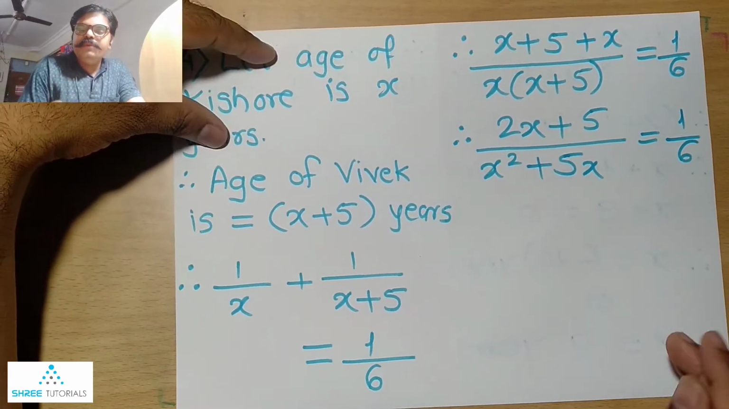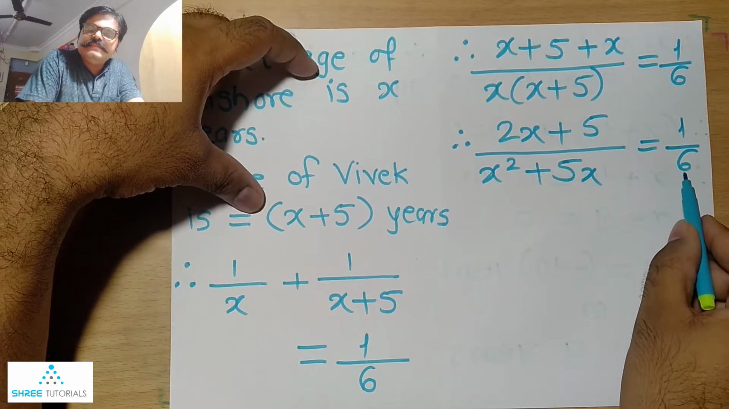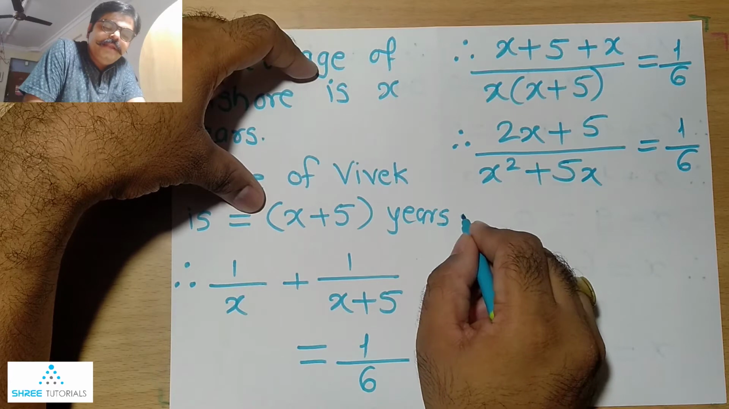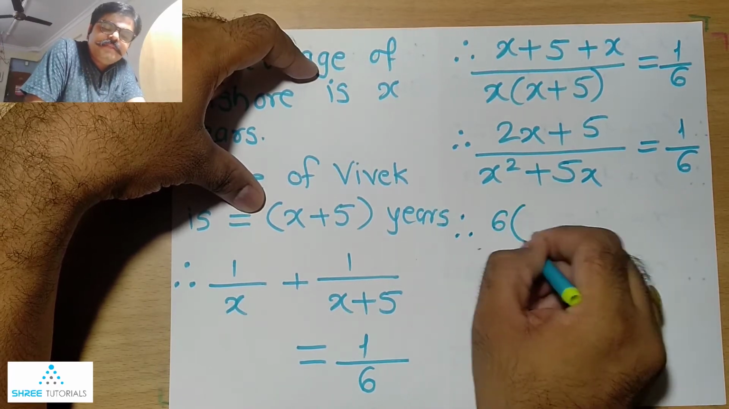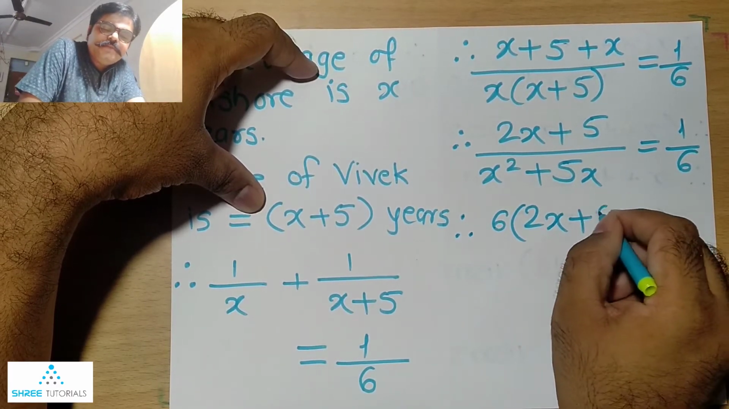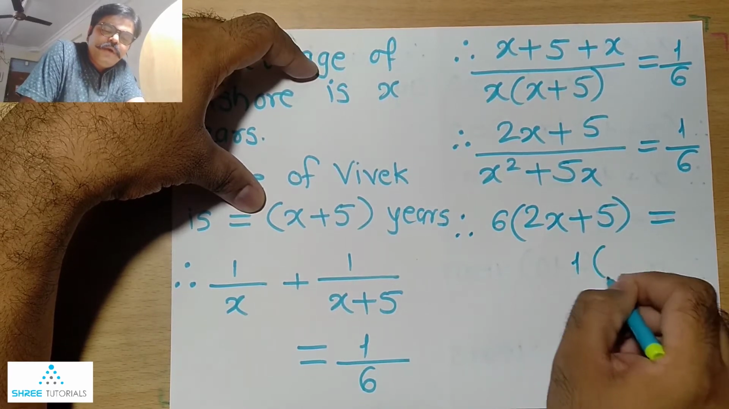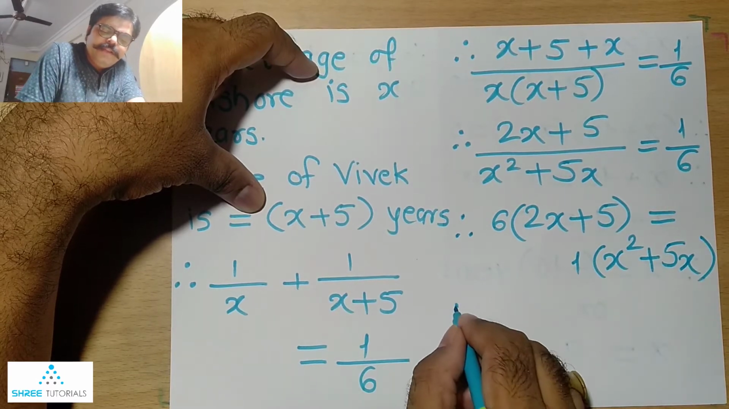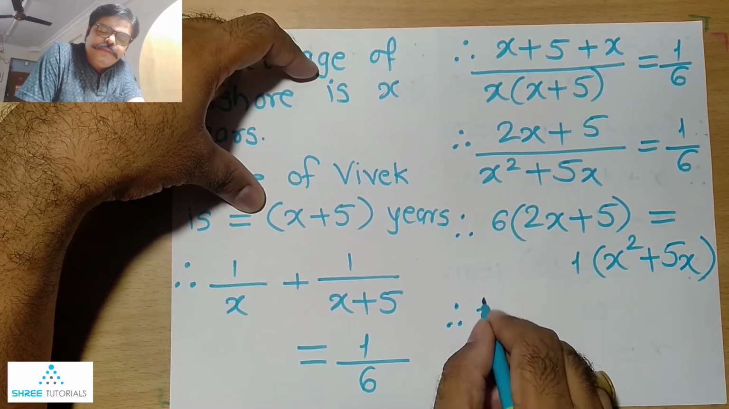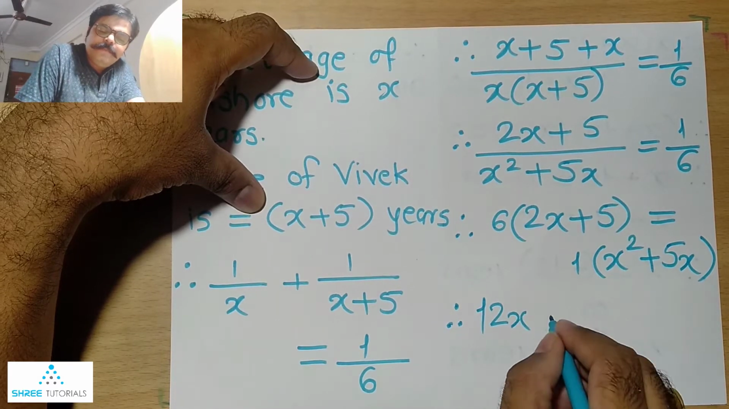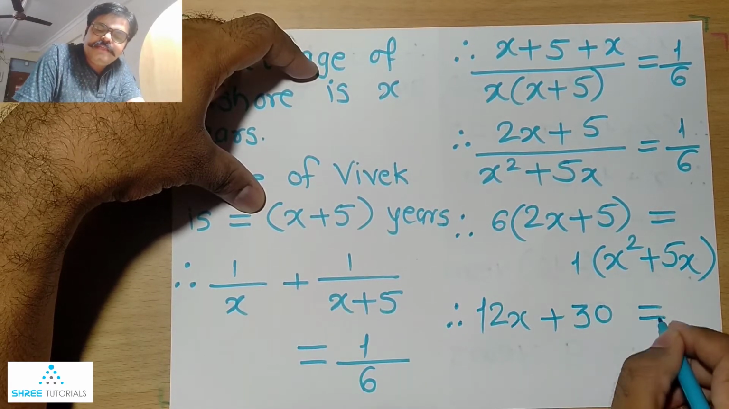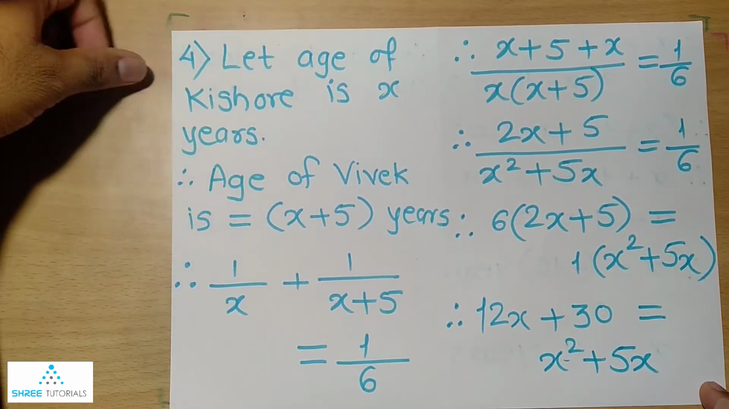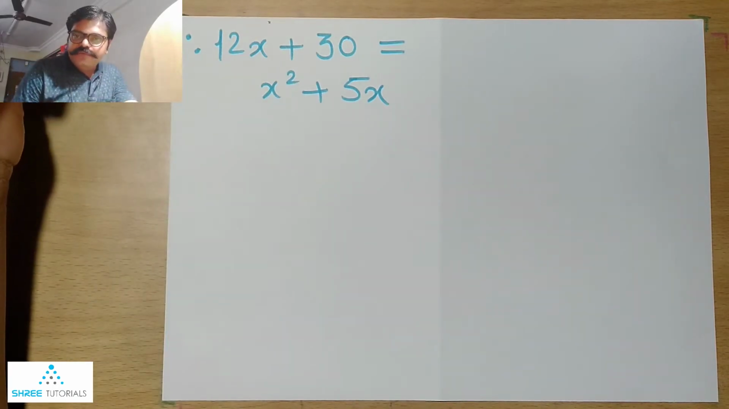Now here as well we will go ahead with cross multiplication. This 6 will multiply the numerator, whereas this 1 will multiply the denominator, and therefore we have 6 multiplied by (2x plus 5) is equal to 1 multiplied by (x square plus 5x). So 6 into 2 is 12x plus 6 into 5 is 30, equal to x square plus 5x. Okay, so that's the equation we have got so far.